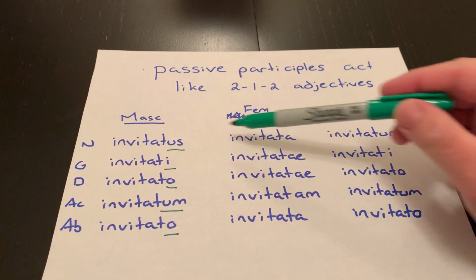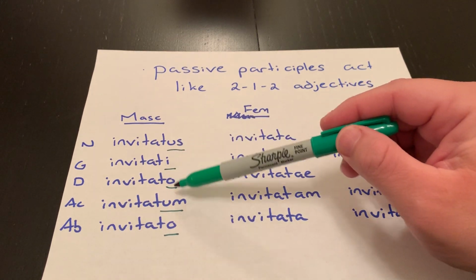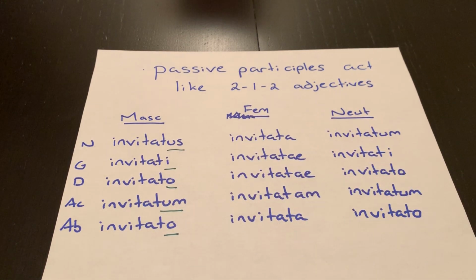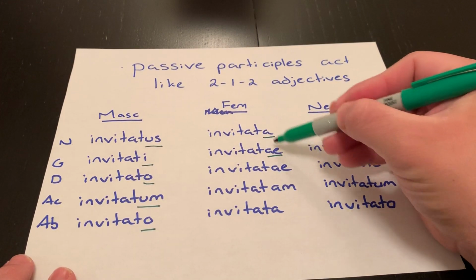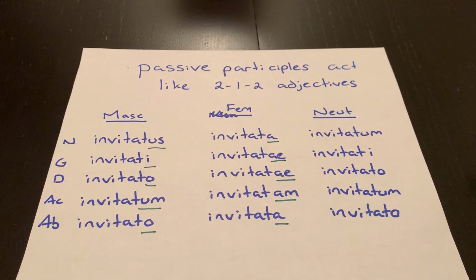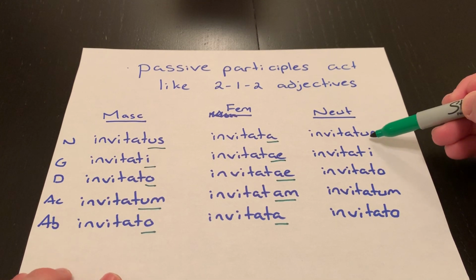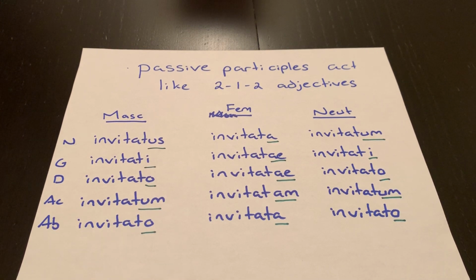So you think of your endings. -us, -i, -o, -um, -o. And this would go on to the plural. -i, -orum, -is, -os, -is. So you could have invitatorum or invitatis. Same thing over here. We've got our first declension feminine endings. -a, -ae, -ae, -am, -a. And it could go on to the plural. -ae, -arum, -is, -as, -is. And we have neuter second declension. -um, -i, -o, -um, -o, and it would go on to the plural. -a, -orum, -is, -a, -is.